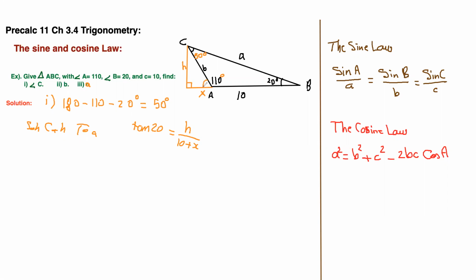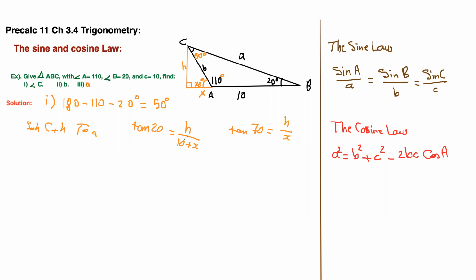Also, we could find out what this angle is because angles on a line equal 180, so this should be 70 degrees. Now I'm going to develop another equation and say tan 70 degrees equals the height over X. What I'll do, I'm going to solve both of these equations for H.